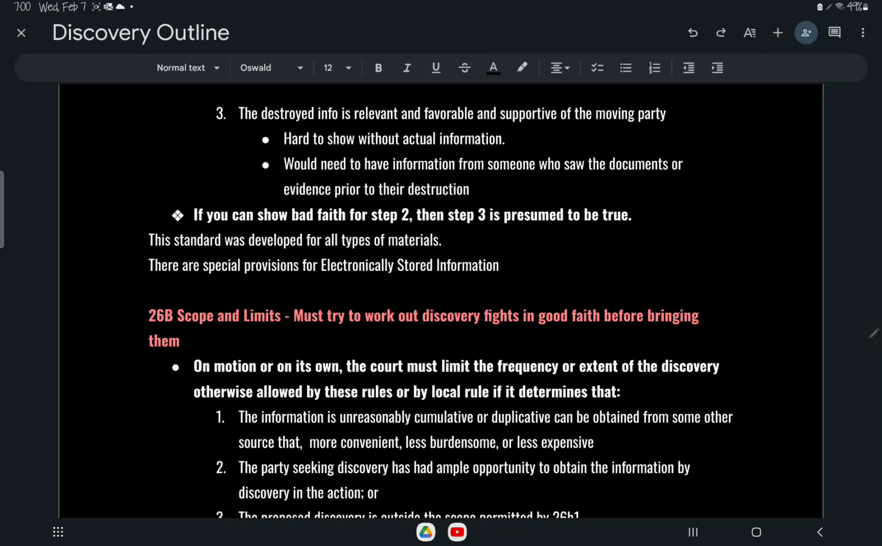This is hard to show without actual information. You would need to have the information from someone who saw the documents or evidence prior to their destruction. If you can show bad faith for step 2, then step 3 is presumed to be true. This standard was developed for all types of materials. However, there are special provisions for electronically stored information.